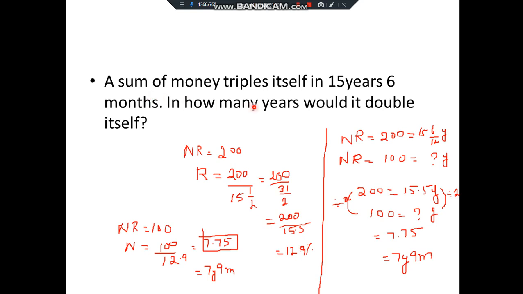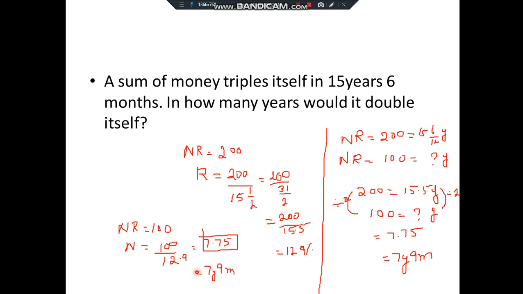See the same question, as I told you previously, in that approach how we will see. Money triples, so NR is equal to 200. Triples means 3, 3 minus 1 is 2, 2 into 100 is 200. So NR is equal to 200. So R, you can find the value, because 200 divided by the number of years they have given, 15.5. When you substitute the value, you get 12.9%. So now you have got the rate of interest. The same rate of interest you will use for the next statement. NR is equal to 100, because they have told double. Now use that R value here and find the N. You get 7 years 9 months. This is the next approach we will do.